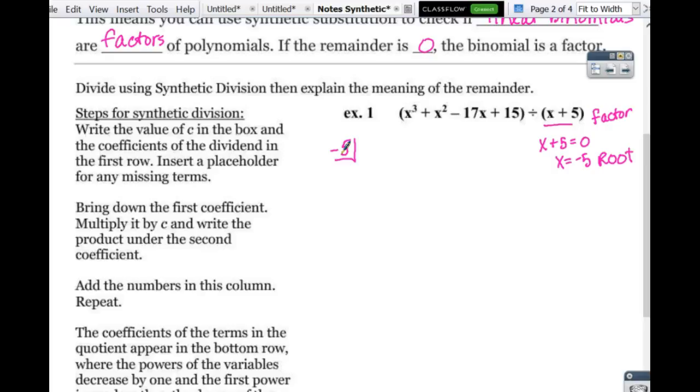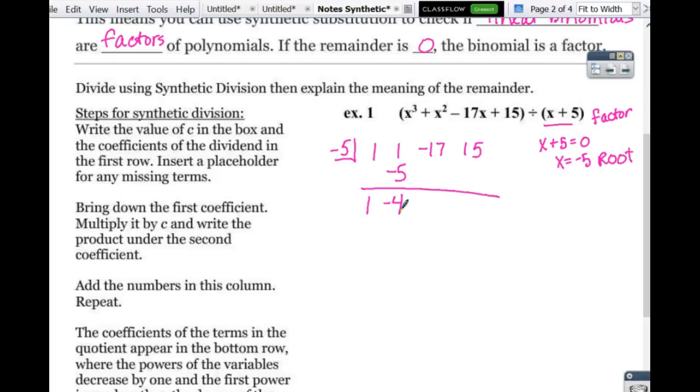Then I'm going to take all of the coefficients and write them down. So I get 1, 1, -17, and 15. Leave a little room and draw a line. I'm always going to start by bringing down the first number. Then I'm going to multiply. -5 times 1 is -5. And from here, I'm going to add. So that gives me -4.